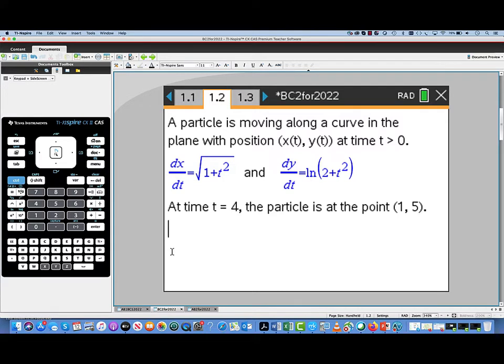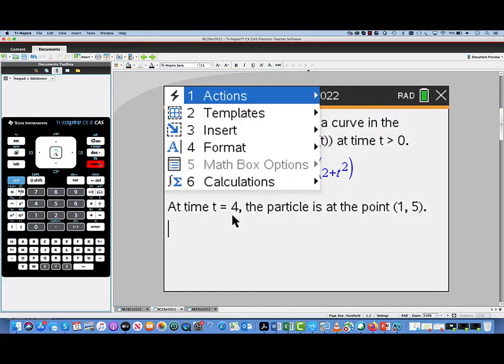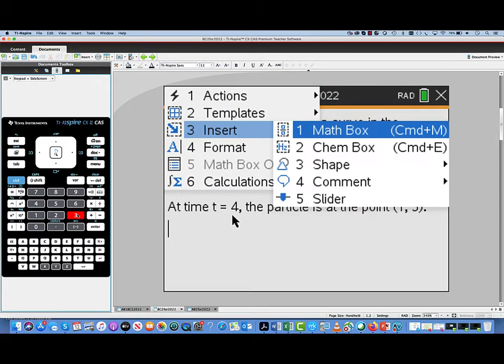In this problem, we're given a particle moving along a curve with position x of t, y of t at time t greater than 0, but we're given the derivatives of those two position functions. dx/dt is the square root of 1 plus t squared, and dy/dt is the natural log of 2 plus t squared. We're also given a position at time t equals 4 of (1, 5).